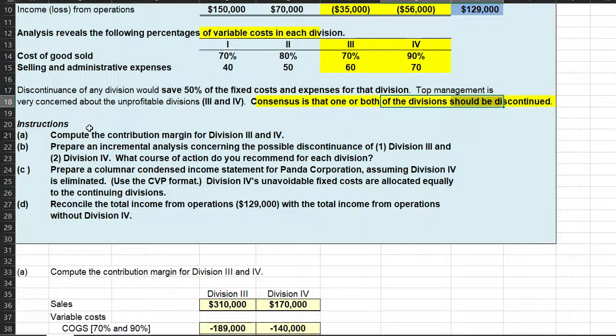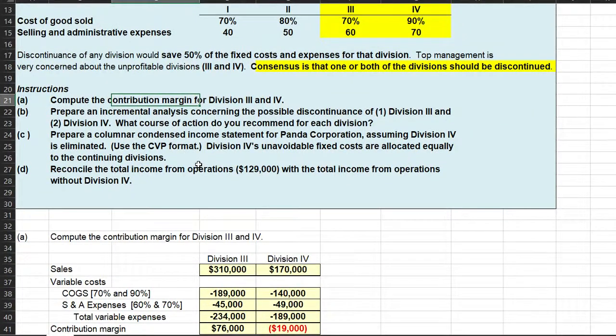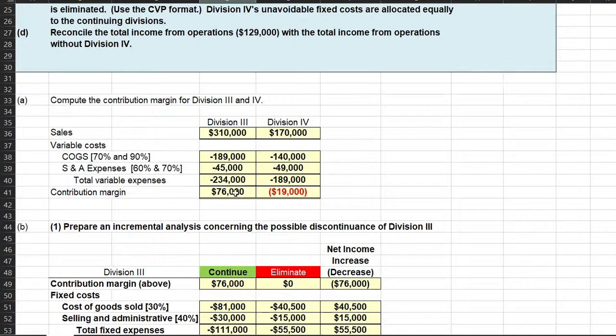The first thing we have to do is compute the contribution margin for divisions 3 and 4. Recall from previous discussions that contribution margin is your sales minus your variable cost. So let's do the computation of contribution margin for Division 3 and then Division 4.